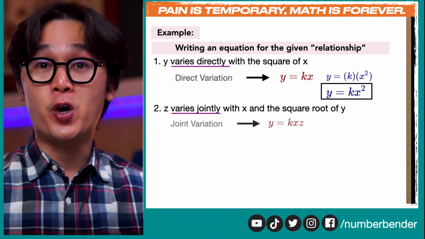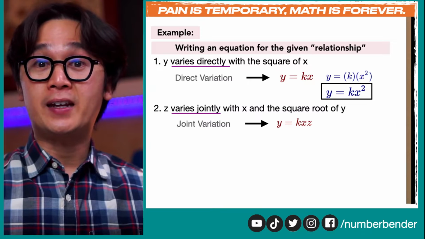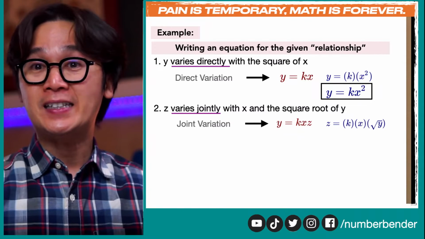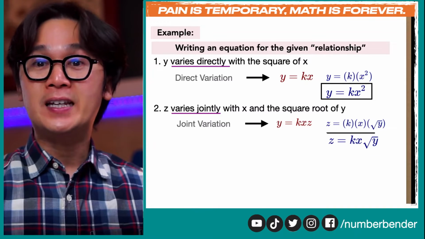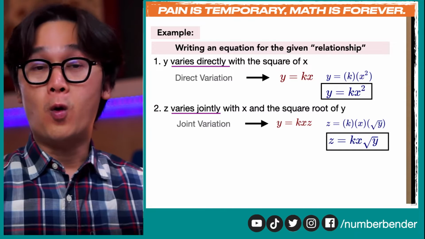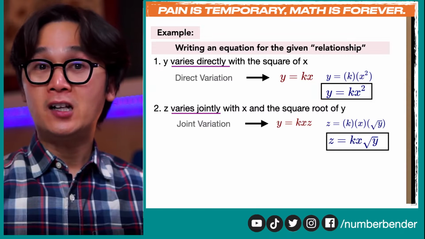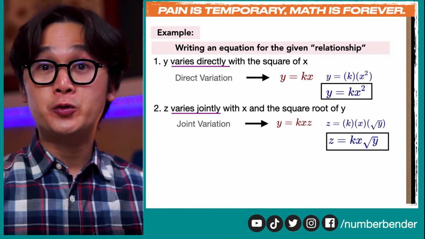So varies jointly, we will be using joint variation, and by translating our variables to this type of formula, we'll have z is equal to kx square root of y, or simply z is equal to kx square root of y. So this is how we translated our verbal statement to its algebraic form by following our equation associated to this type of variation.